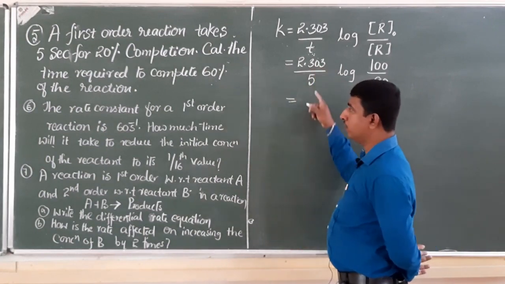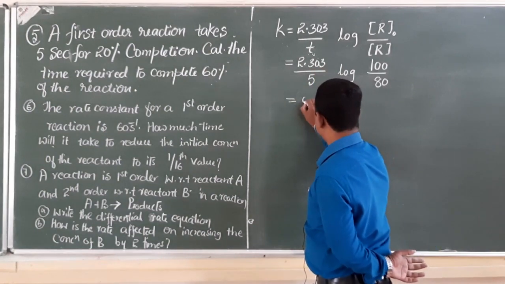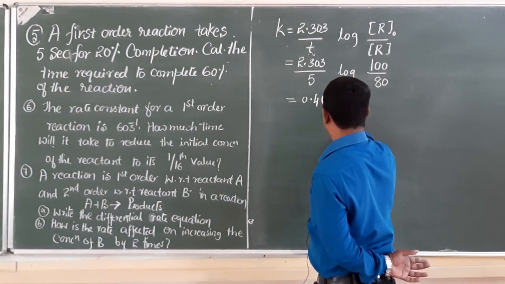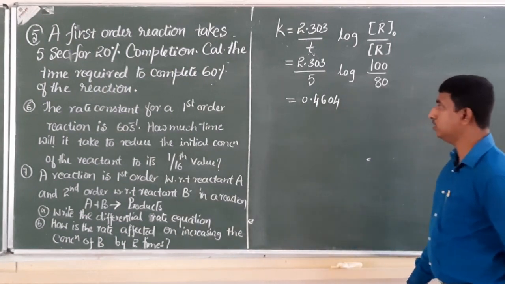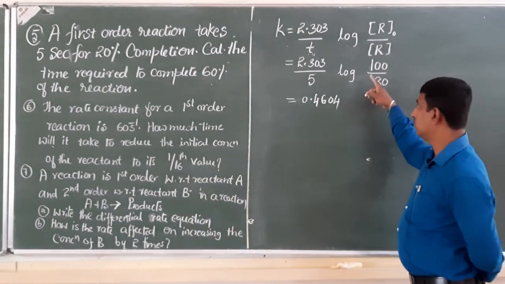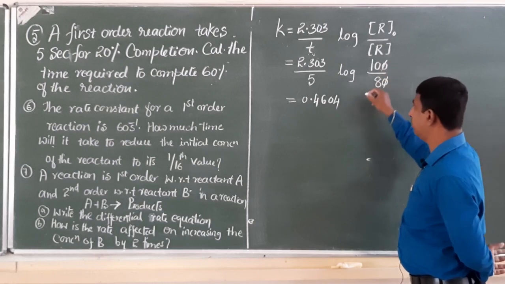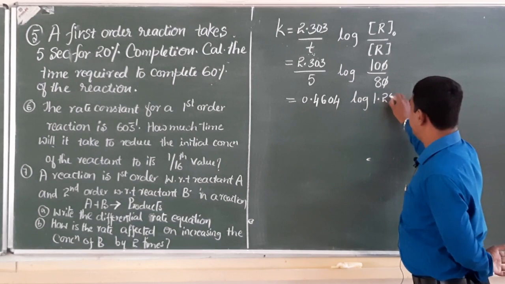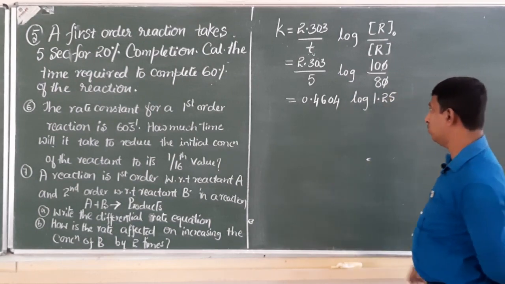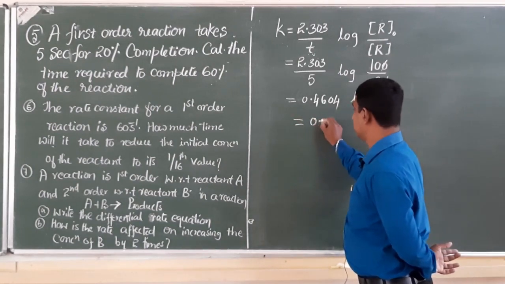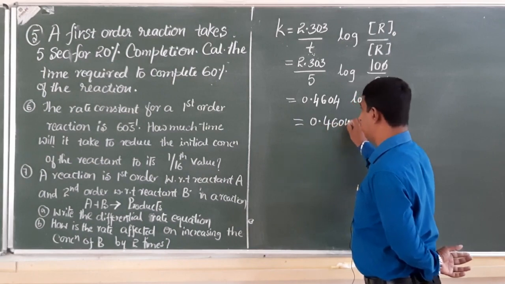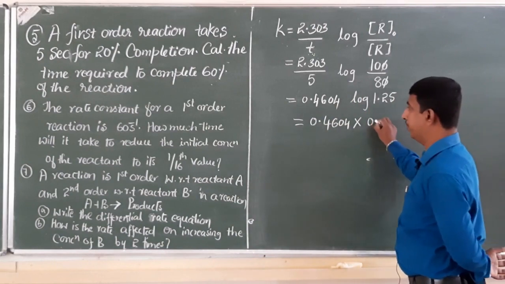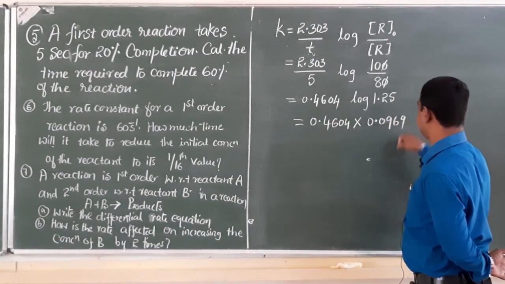So it is equal to 2.303 by 5, which is 0.4604. What is this? This is log 100 by 80, or 10 by 8, which is log 1.25. So it is equal to 0.4604 into the value of log 1.25, which is 0.0969.